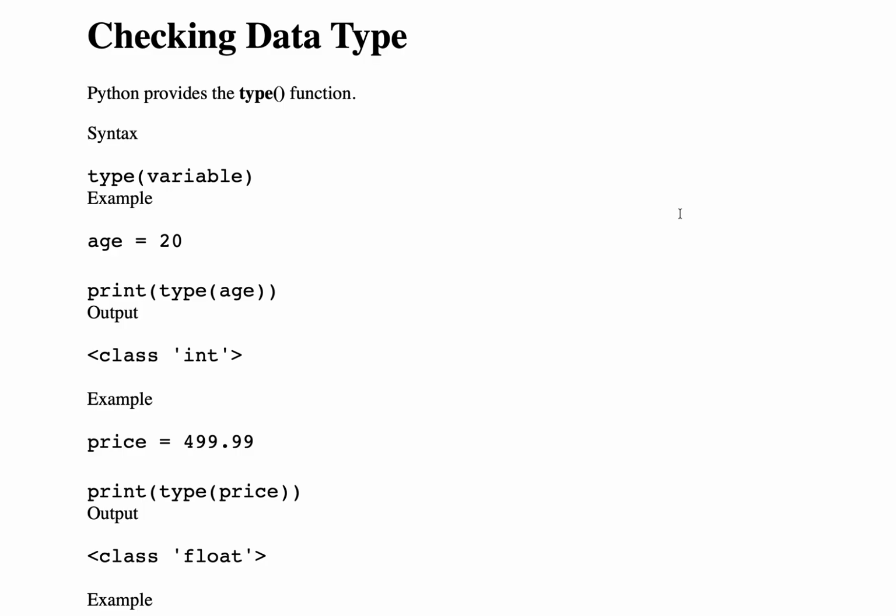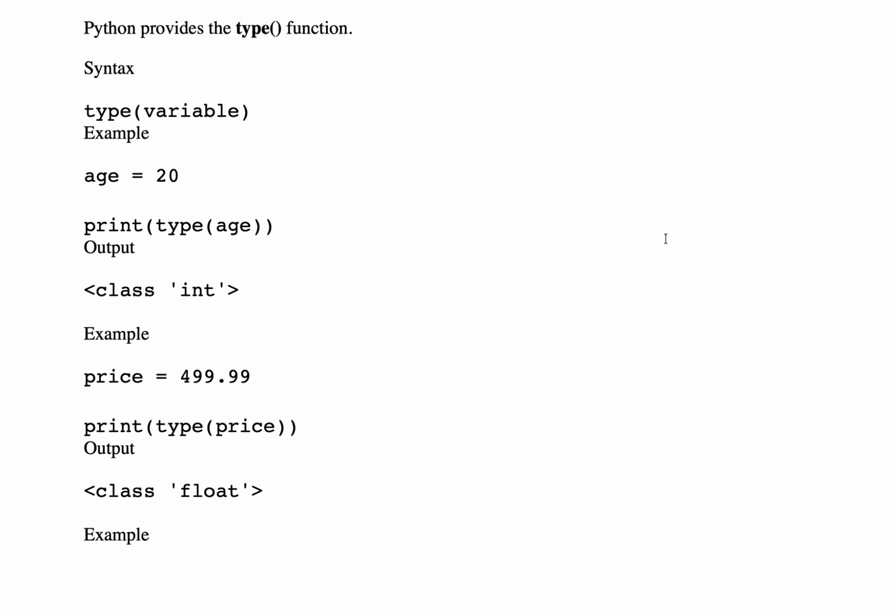Let's see an example: age = 20, print(type(age)). When we run this program, the output will be class int. This means the variable age is an integer. Now let's try another example: price = 199.99 or 499.99. Print(type(price)), output class float. Python tells us that the variable is a float.